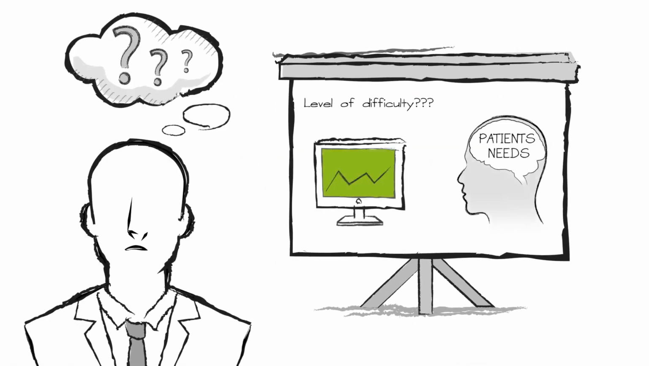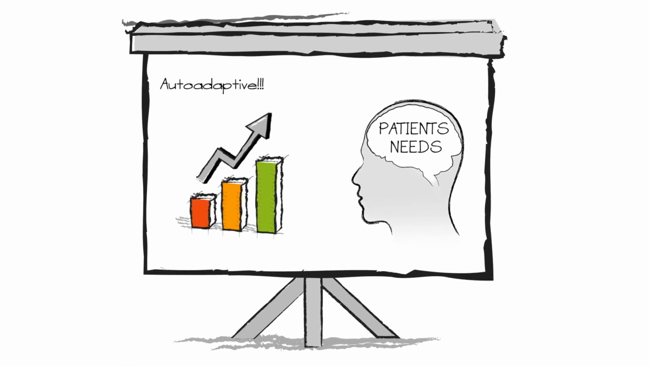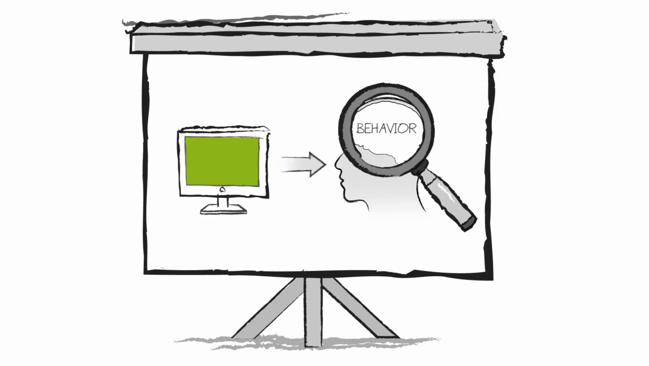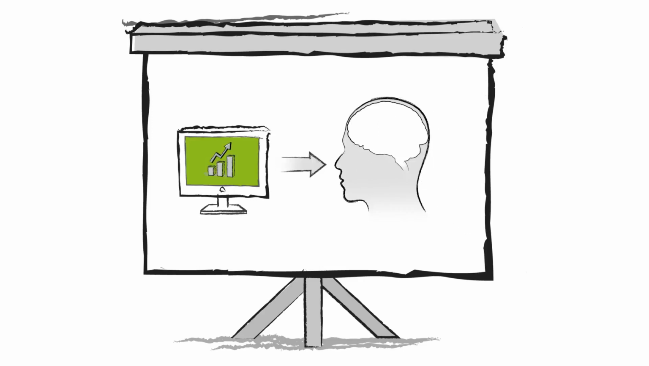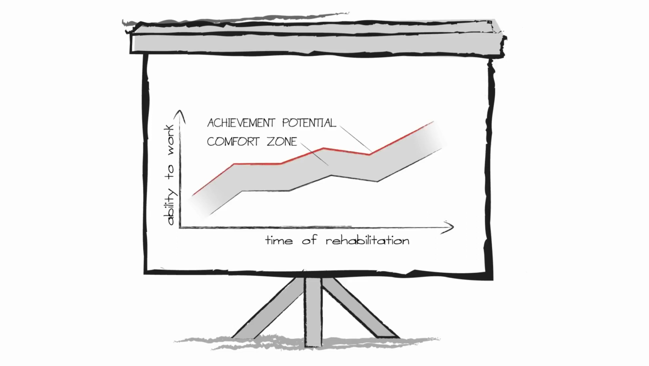You may ask, how should I know which level of difficulty my patient needs? The answer is, you don't need to. All RehaCom modules are automatically adaptive. The system monitors the behavior of the patient, measures error rates and reaction times, and decides if the level of difficulty should rise or fall. So the patient always works in his comfort zone. He or she is consistently challenged, working on the border of his or her achievement potential.